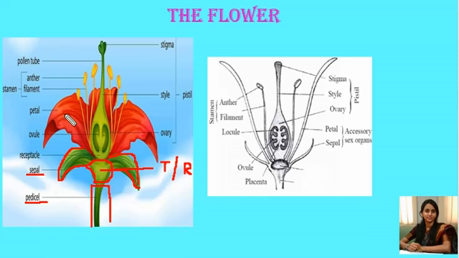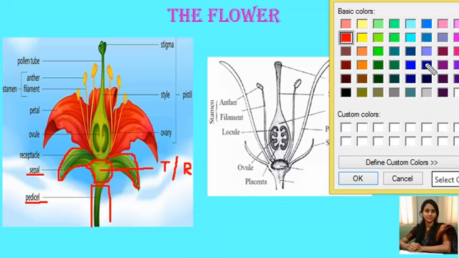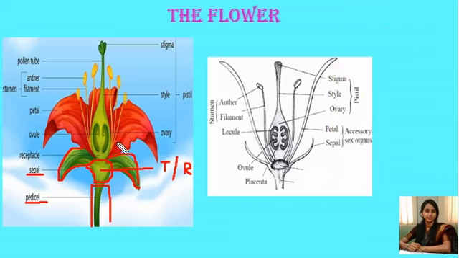Then calyx is followed by corolla. In some of the flowers, the corolla is brightly colored to attract the insects. So this is the brightly colored part, this and this red colored part, and these are the petals. The petals together form what? A corolla.